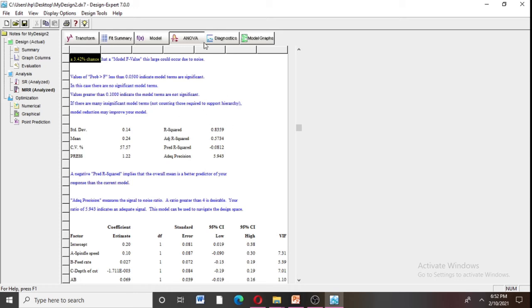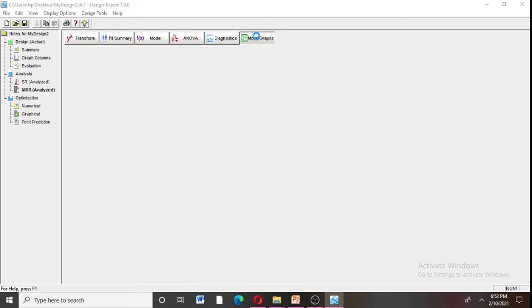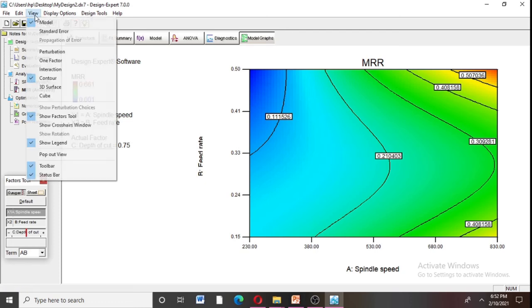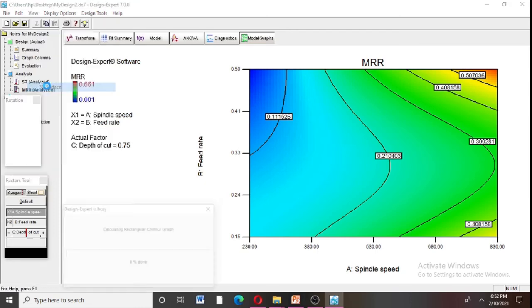Okay, after that, for considering model graphs, there is a graph plot available, this colored graph, which is known as the contour plot. From this also you can write the inference, but the surface plot is more suitable for writing the inference. So I go to View, and in that I choose 3D surface.